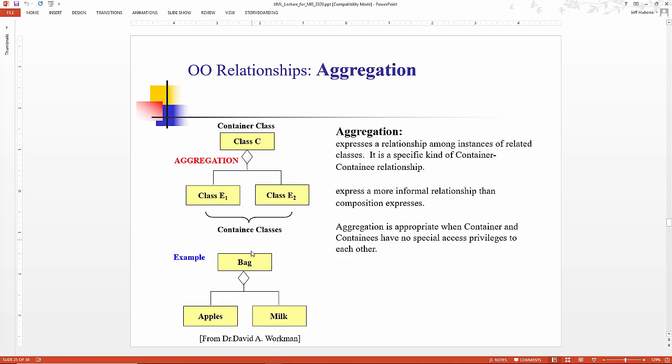Okay, so here's the general. For example, a bag contains apples and contains milk. It's a part of association, but the parts can exist independently of the aggregate whole, unlike composition. Apples can exist with or without the bag. If the bag is destroyed, the apples are still there. Okay, and generally aggregations are, not always, but most of the time, container-containee type of associations.